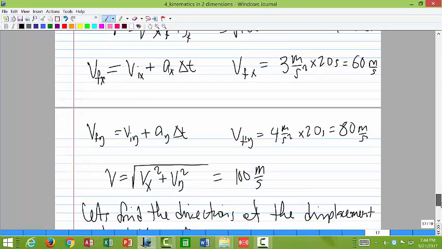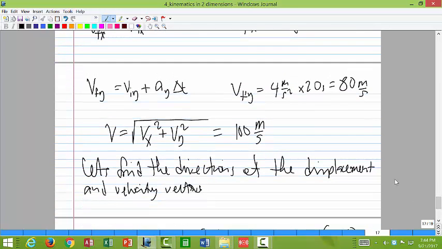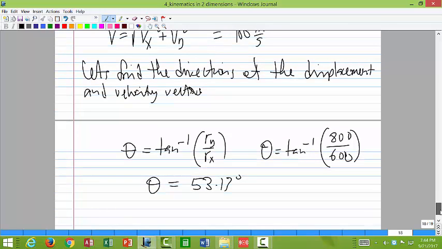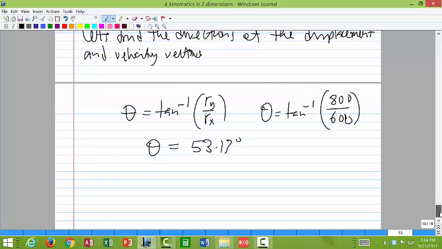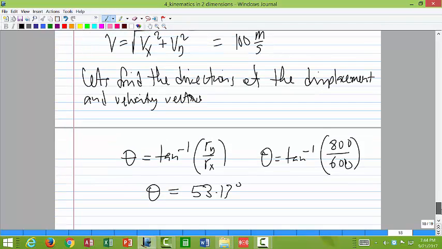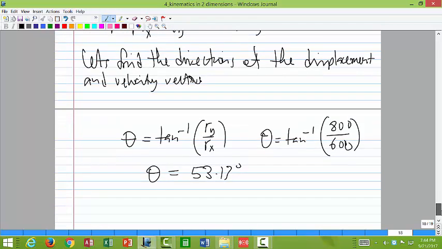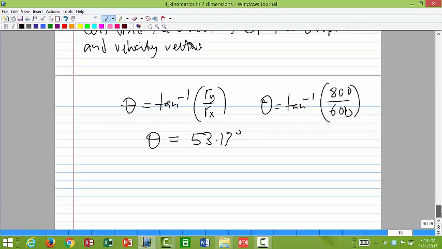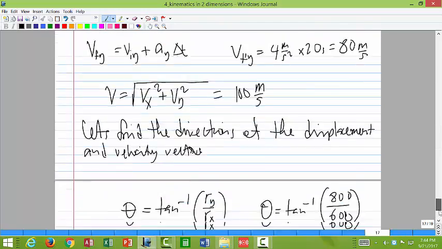And so since velocity is a vector, our velocity magnitude for this aircraft is the square root of vx squared plus vy squared, which is 100 meters per second. We can next find the direction of the displacement and velocity vectors. Since the displacement vector lies along the same direction as the velocity, once we find one, we know the other. So we use our formula for theta, which is tangent inverse of ry over rx, and that gives us 53 degrees approximately. So this would be the end of our kinematics in 2 dimensions.